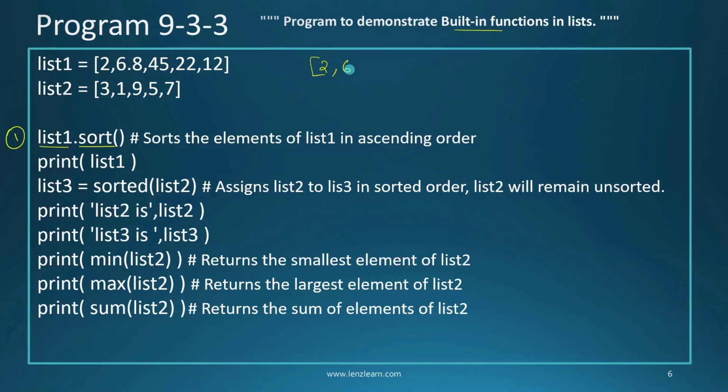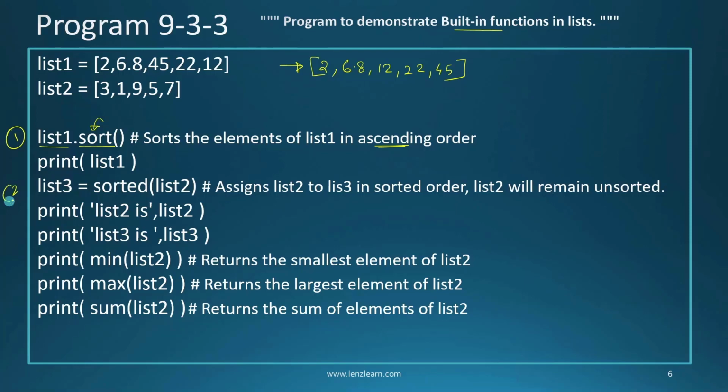Then it will pick the next smallest value, 6.8, then 12, then 22, then 45. This will be the result if I sort the content of list 1. Okay, it is sorting in ascending order. So after that, if you print list 1, you can see this will be the content of list 1 now. So that will be printed over here.